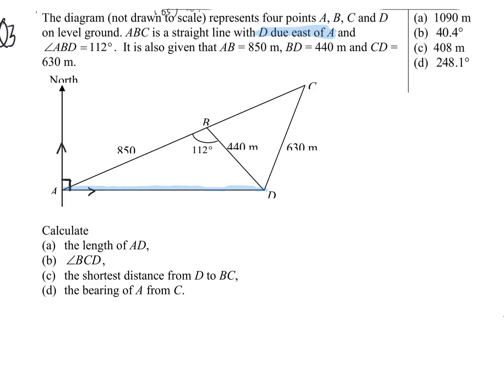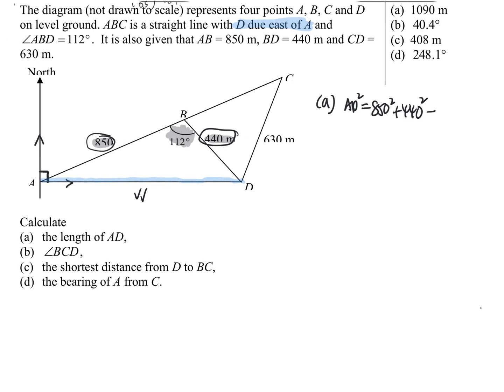What rule should you use? Cosine, because you have 2 sides and the angle between them. So the moment you fulfill this criteria, you can use cosine rule already. So AD square is equals to the sum of the squares of these 2 sides minus 2 times the product of these 2 numbers.